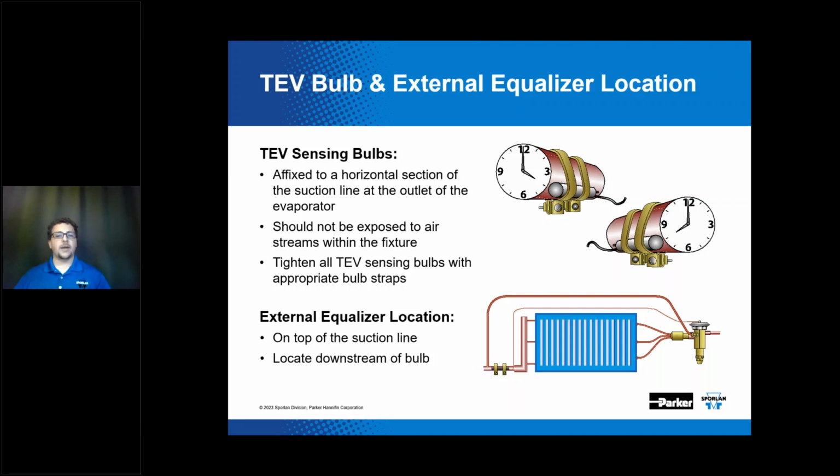And now talking about the external equalizer. The equalizer should be piped to the top of the suction line just downstream of the sensing bulb. We've been asked numerous times what negative repercussions might happen if you install the external equalizer on the upstream side of the sensing bulb. And the answer is you could get a small amount of liquid that influences the bulb temperature if it travels down the equalizer line. So that's why you always install the equalizer downstream of the sensing bulb.